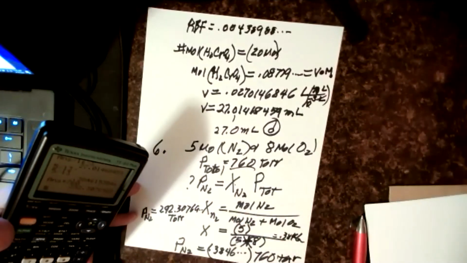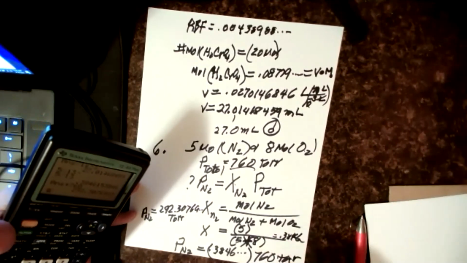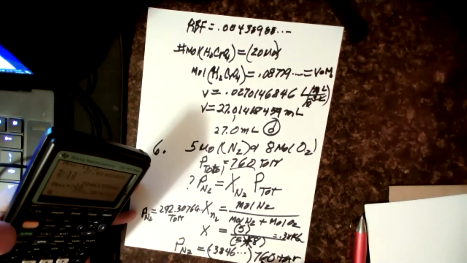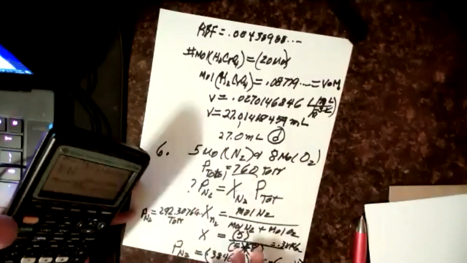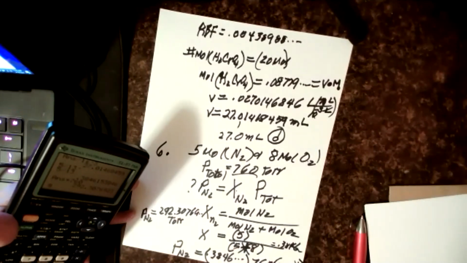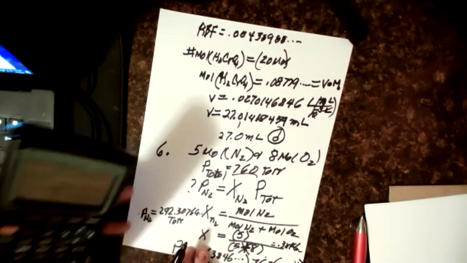I know it's torr because the mole fraction has no units. Moles over moles cancels out. So when I do this multiplication, the answer is going to have the same unit that the total pressure was given in, and I gave it in torr. I could have done it in atmospheres, or kilopascals, or anything I want. Whatever unit I put in for the total pressure will be the unit for the partial pressure of nitrogen.